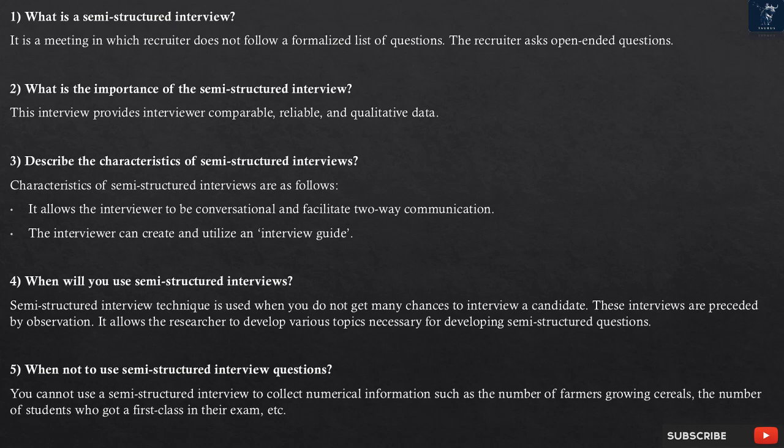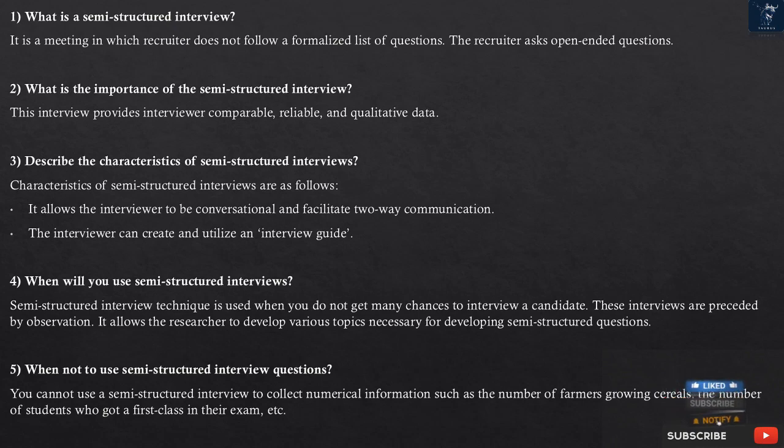3. Describe the characteristics of semi-structured interviews. Characteristics of semi-structured interviews are as follows. It allows the interviewer to be conversational and facilitate two-way communication. The interviewer can create and utilize an interview guide.